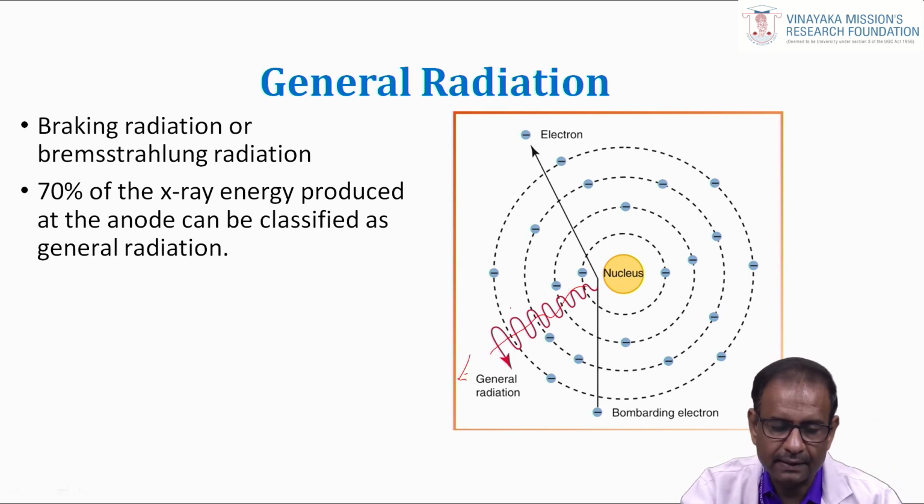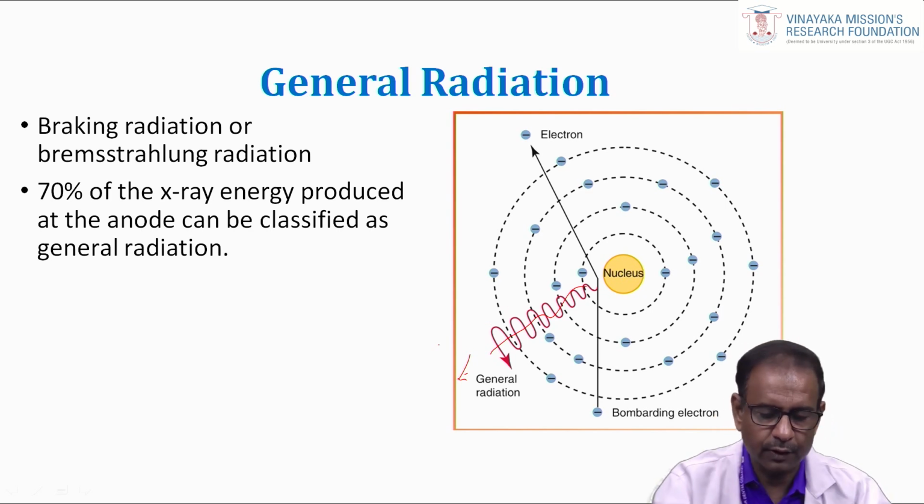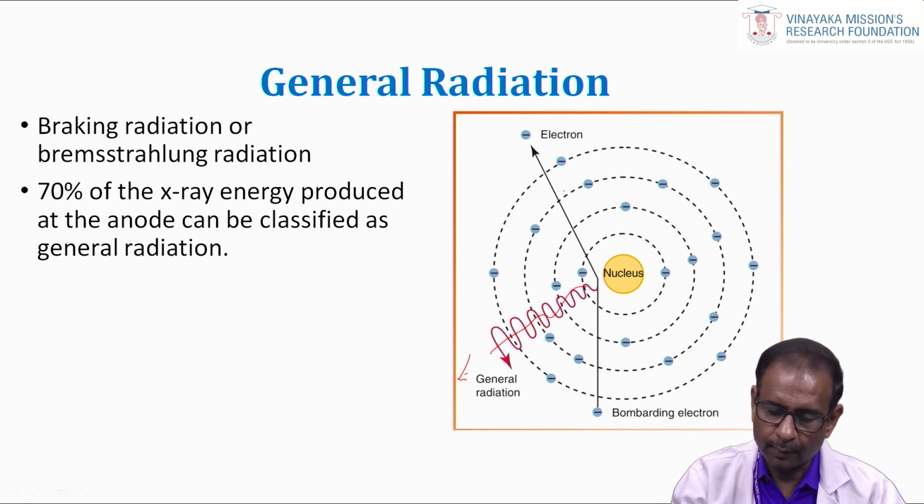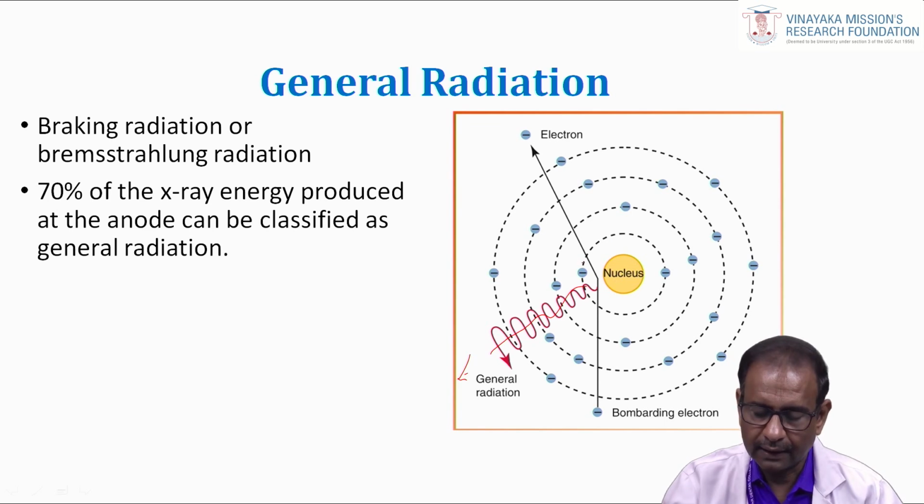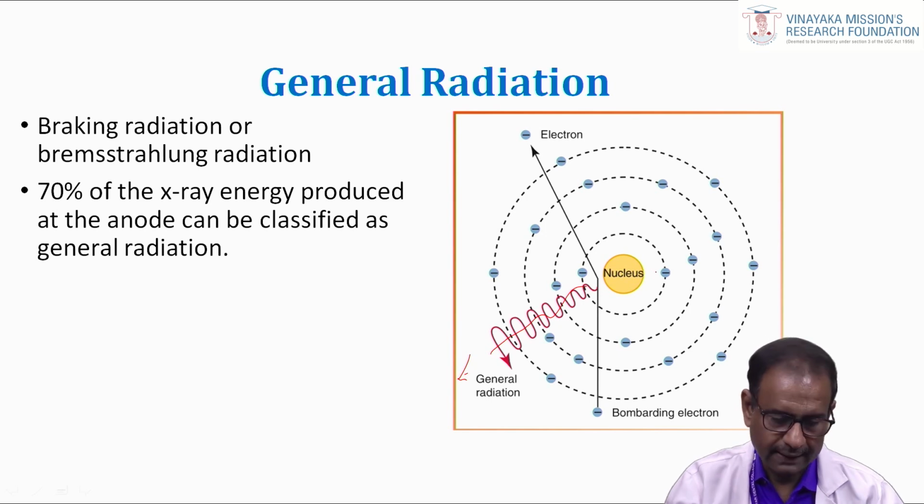This kind of X-ray, mostly 70% of the X-ray energy, is produced by this method only. The electron passing through the tungsten atom will not hit any electron or nucleus. It is diverted, and its speed becomes very slow because of the resistance of the positively charged nucleus. The direction is changed, so the kinetic energy is changed into X-rays. This is the one part.